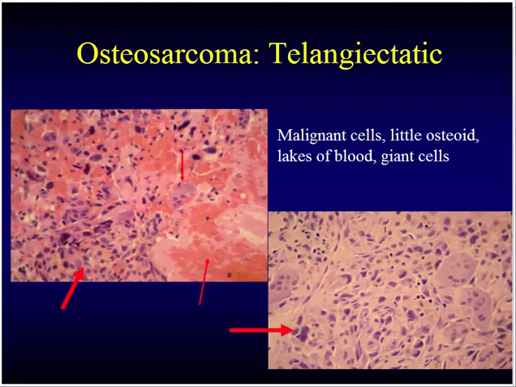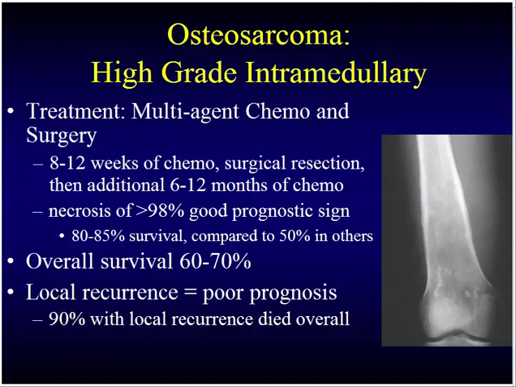Okay. How do we treat these? We treat high-grade intramedullary osteosarcoma with multi-agent chemotherapy and surgery. So they typically get several weeks of chemo, depending upon whatever protocol or treatment modality has been selected by the hem-onc guys. Surgical resection, remember, is typically limb salvage, and then additional chemotherapy for several months.